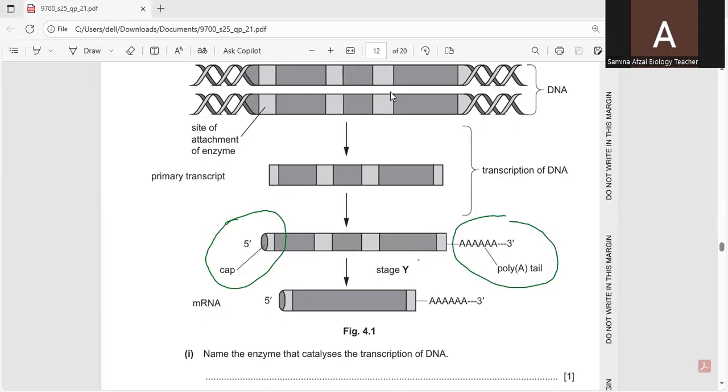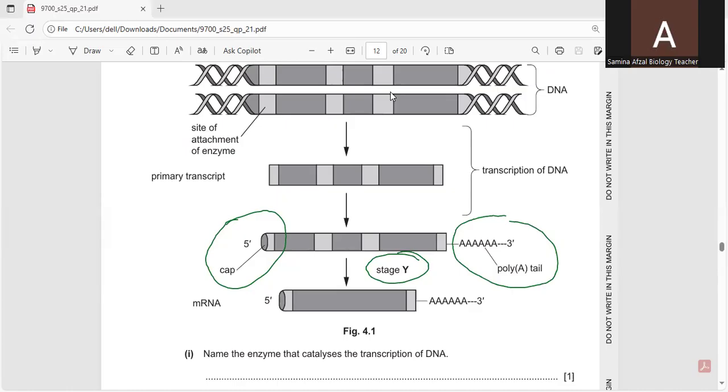then what happened at stage Y? At stage Y, you can see non-coding sections, which are called introns, represented here with the darker blocks. They will be removed, and the coding sections, the exons, represented by light blocks, are joined together. In this way, this whole process takes place in figure 4.1.